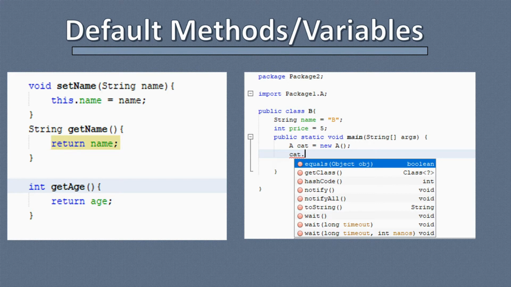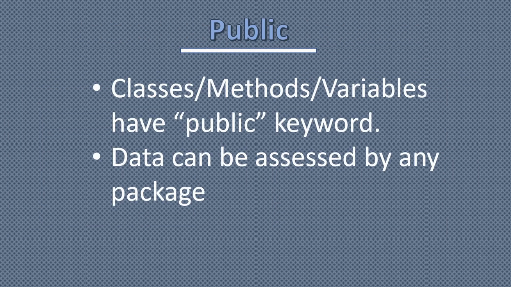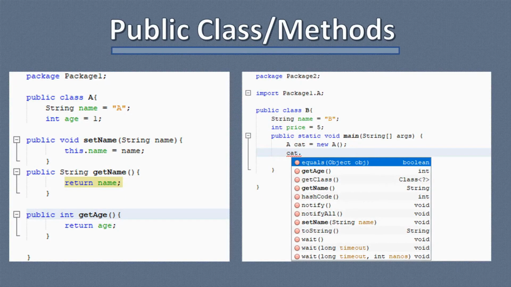Alright, now we're going to talk about the keyword public. So the public keyword means that your data can be accessed by any package that imports it. So you can use this keyword for your methods, variables, and classes. For example, if you create a class A in package 1 and make it public, when you try to import package 1 and package 2, Java won't give you an error because your class A is made public. So it can be accessed by any other package that imports it.